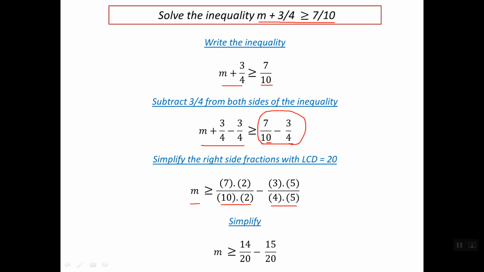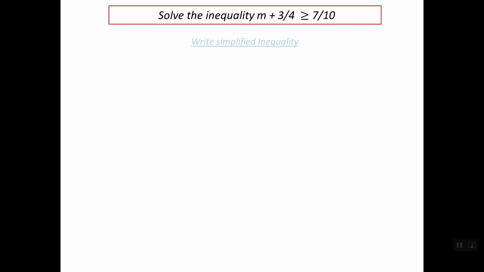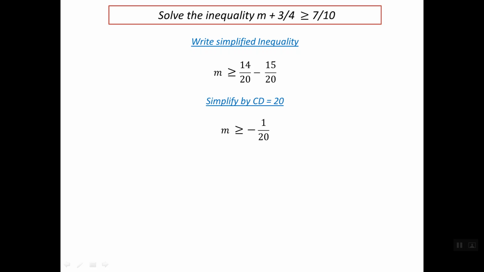So now we can simplify. So m is greater than or equal to 14 divided by 20 minus 15 divided by 20. See, now we have two fractions with the same denominator. So simply we can compute the difference. So we say that the solution to the right side of the inequality is 14 minus 15, which is minus 1, and the denominator is 20.